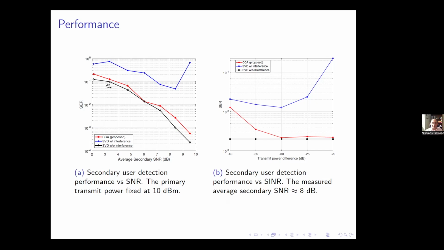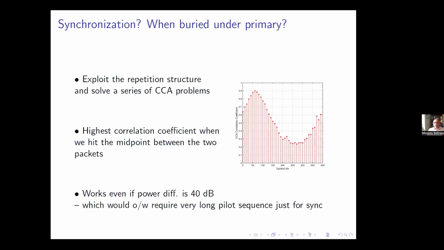That's the ideal performance. This is what we get using our canonical correlation analysis method. This is what the SVD with interference does. It misses it almost altogether, right? So the thing works very well in practice. I don't want to spend too much time on details, but it works very well in practice.